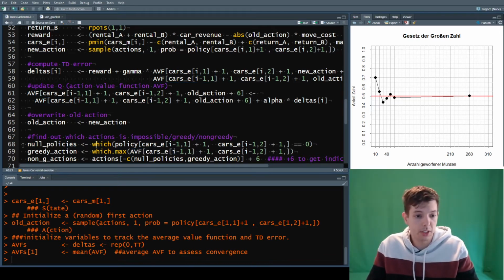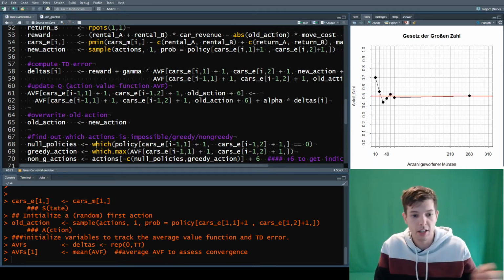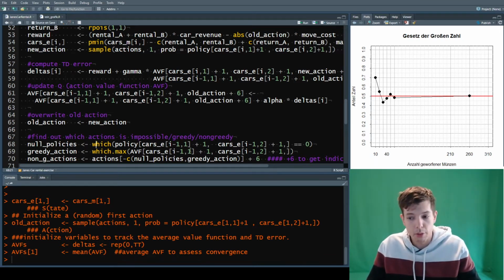So let's first of all select the null policies. That's simple. All the policies that are equal to 0 are our null policies. We must not, at any point in the code, put any probability on these policies, because once we get stuck in a null policy, everything will break down and nothing will work anymore.